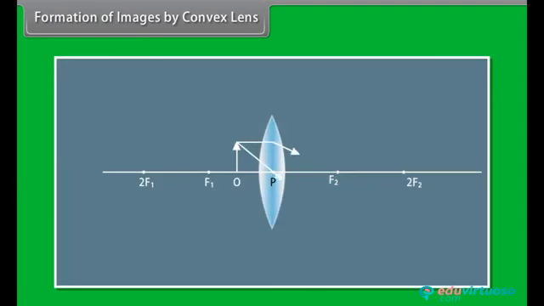When the object is placed between F and the optical center, then the image is formed on the same side. The nature of the image is virtual. Formation of images by concave lens.